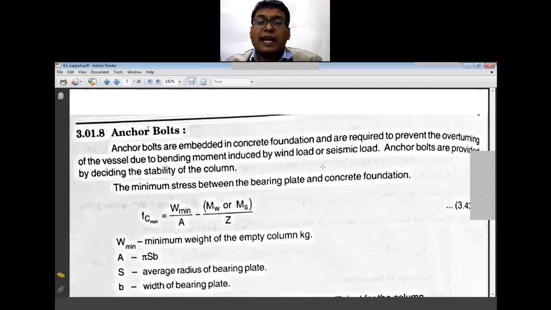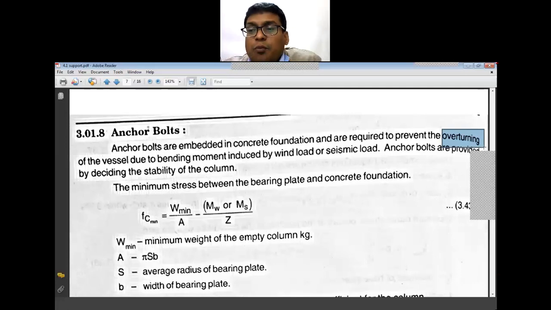the anchor bolts are embedded in the concrete foundation and are required to prevent the overturning of the vessel. That is the basic purpose of the anchor bolt, to avoid the overturning of the vessel due to the bending moment induced by the wind load or the seismic load. Whatever force is being applied on the vessel, these anchor bolts oppose it.